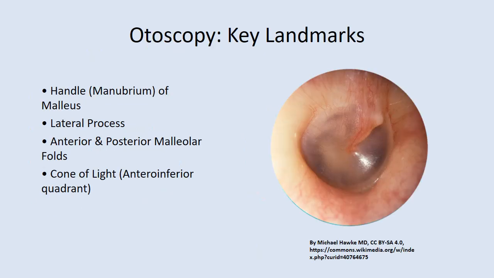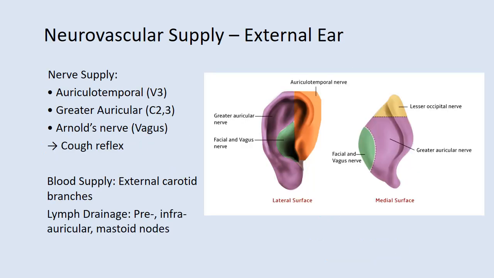When you look at a normal eardrum through an otoscope, you can see several crucial landmarks. You can see the handle of the malleus and its lateral process. Radiating from the lateral process are the anterior and posterior malleolar folds. And of course the well-known cone of light or light reflex, which is the reflection of your otoscope light from the antero-inferior quadrant.